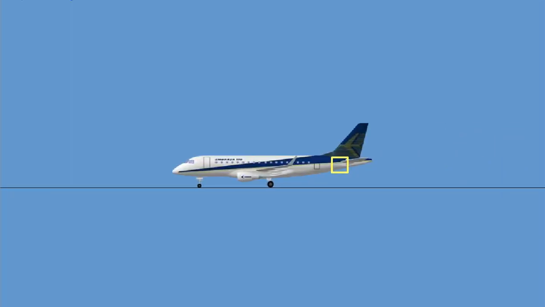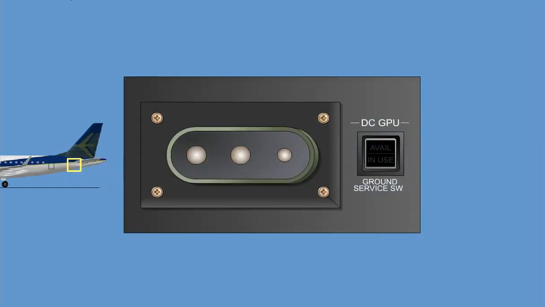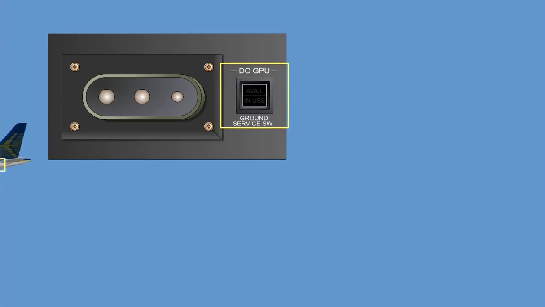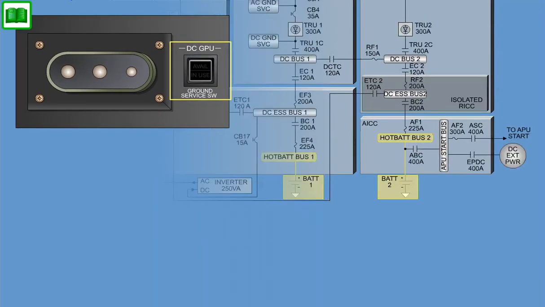A DC external power switch is located on the DC external power panel. It is a push-button latching switch. This switch provides control of the external power DC contactor, EPDC. This is controlled by a power relay logic of the external power module inside the Auxiliary Integrated Control Center.